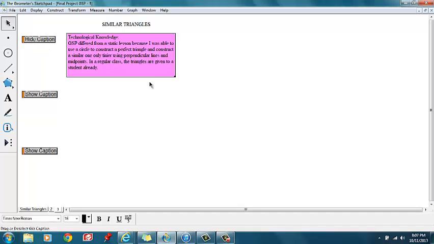Alright, so the technological knowledge. GSP differed from a static lesson because I was able to use a circle to construct a perfect triangle and construct a similar one, only smaller. And I did this by using perpendicular lines and midpoints. As opposed to a regular class, where the triangles are just given to you and you just have to figure them out, I think this was a lot more fun because you actually get to use your hands and construct them yourself.